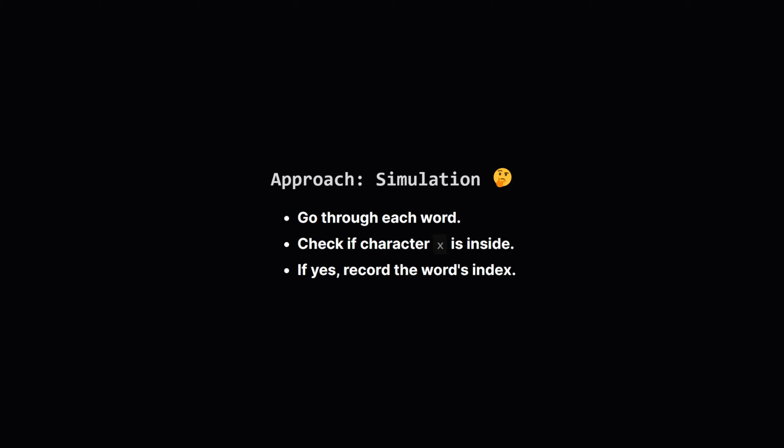Simple enough, right? So how should we tackle this? The most direct way, and often a good starting point, is to simply simulate what the problem asks us to do. We can just look at each word in the input list, one by one. And for each of these words, we'll perform a check. Is our special character located anywhere inside this particular word? If the answer is yes, then we take note of the position, or index, of that word, and save it.